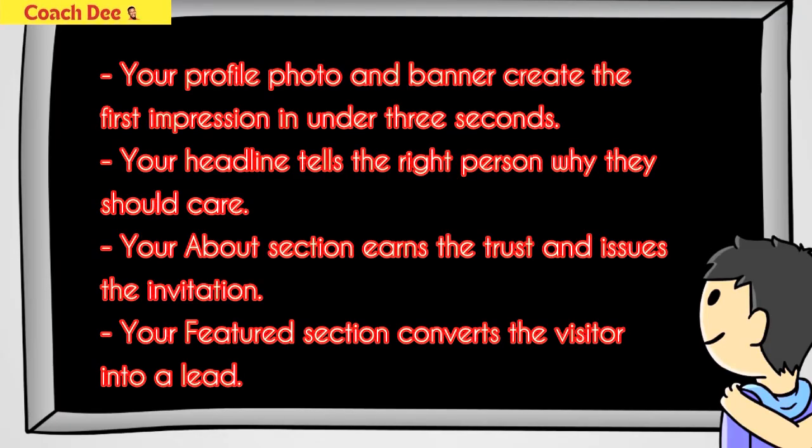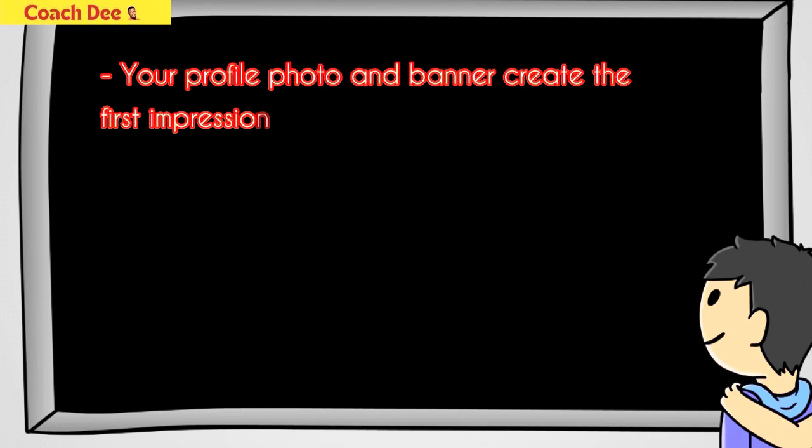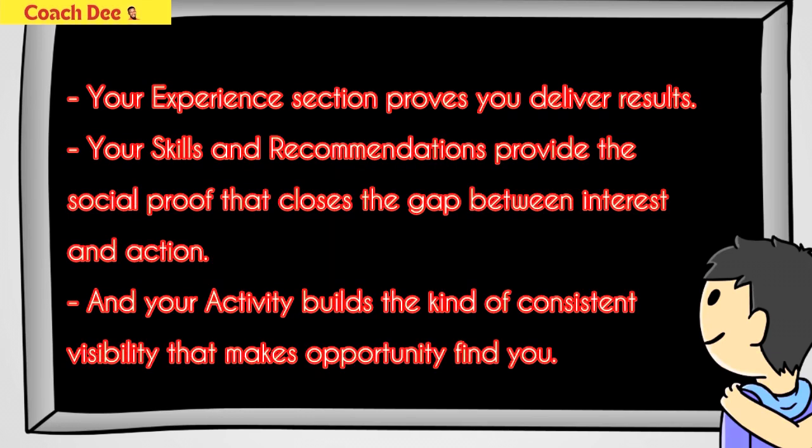As we wrap up this conversation, let's bring this together. Your profile photo and banner create the first impression in under 3 seconds. Your headline tells the right person why they should care. Your about section earns the trust and issues the invitation. Your feature section converts the visitor into a lead. Your experience section proves you deliver results. Your skills and recommendations provide the social proof that closes the gap between interest and action. And your activity builds the kind of consistent visibility that makes opportunity begin to find you. This is a complete LinkedIn profile, not a CV, not a directory listing, a living, working, opportunity generating asset.